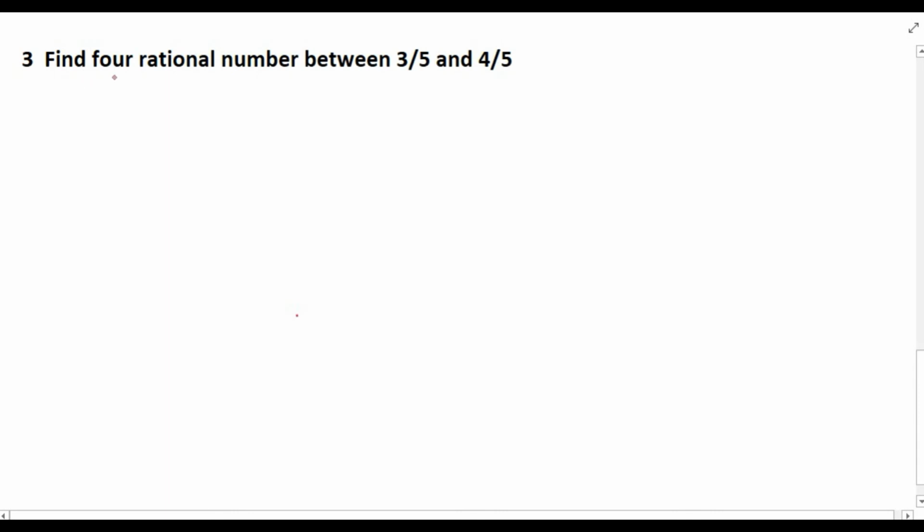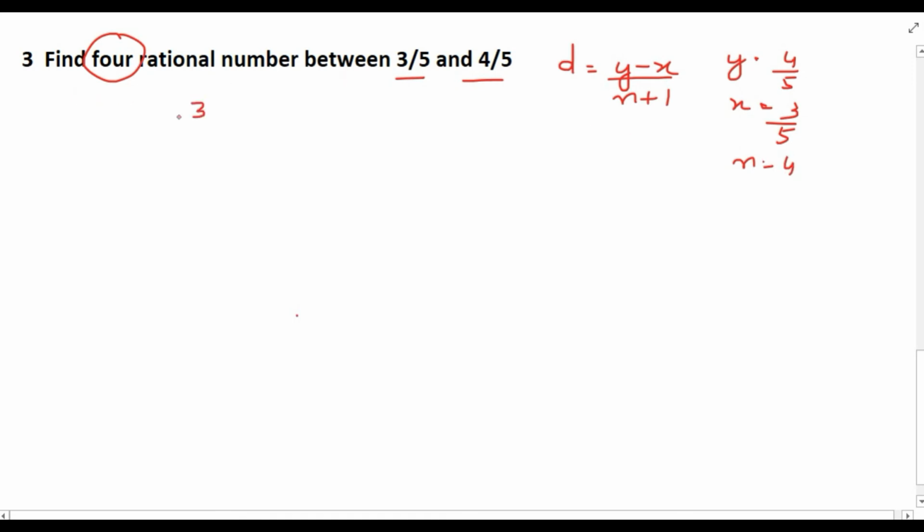Now the third question is: find 4 rational numbers between 3 by 5 and 4 by 5. So we can use that formula, d equals y minus x divided by n plus 1. So y is the biggest fraction, that is 4 by 5, x is 3 by 5, and n is 4. Or there is an easy way. Since the denominators of both the fractions are the same, there is an easy way to find the rational numbers.